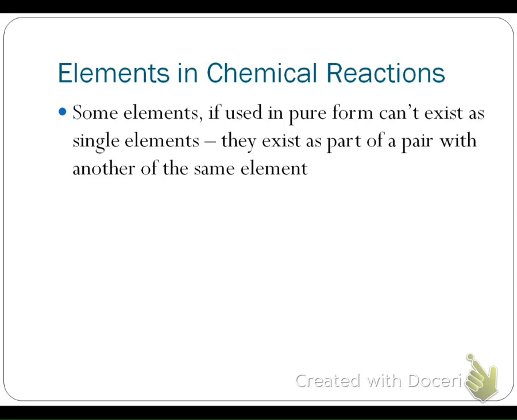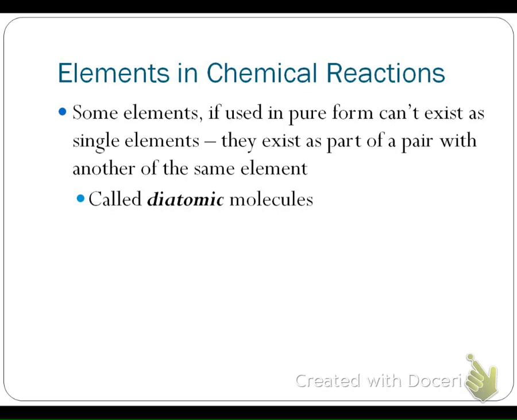So if we're going to look at elements within chemical equations and chemical reactions, there's some elements that have to exist as a part of a pair. Okay? Some elements are not stable just to be hanging out as individual elements. They have to exist as a pair. Okay? These are called diatomics, or diatomic molecules.